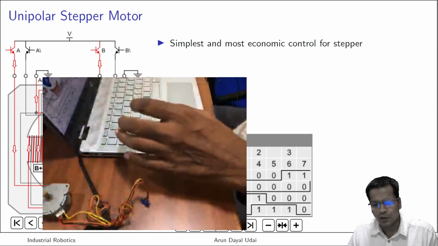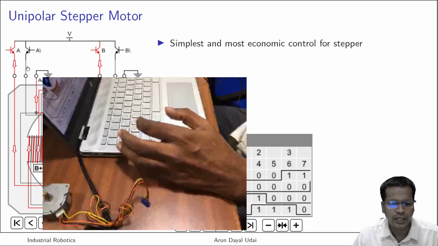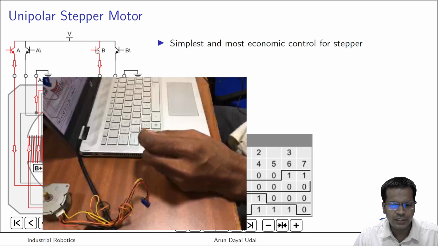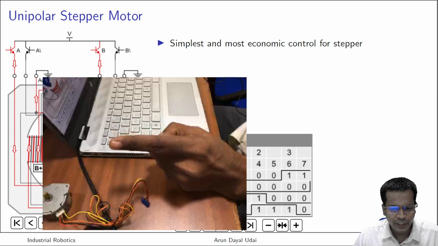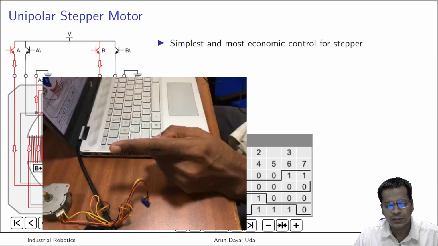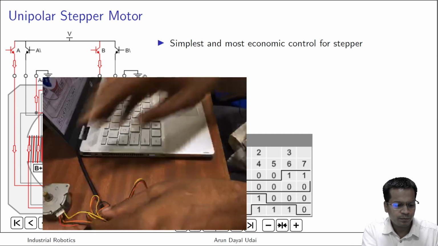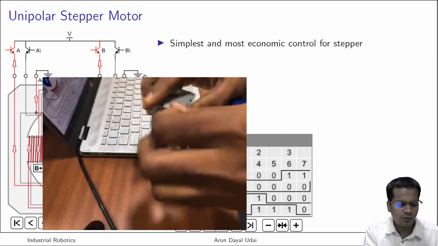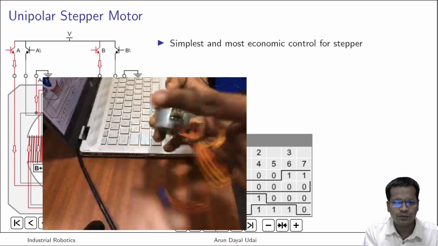I'll tell you how to identify this type of motor, how to drive it. So 1, 2, 3 and 4, and you have A common and B common. These two are combined together and you get to see that is the black wire, that is the earthing wire, that is the negative wire.